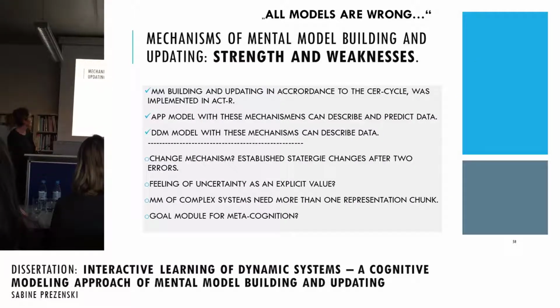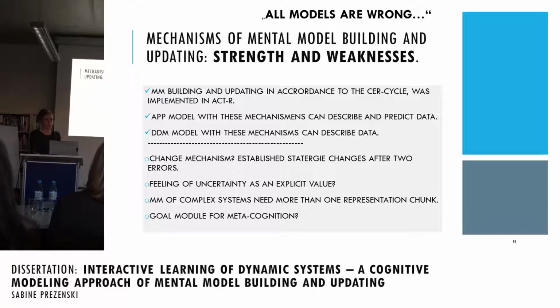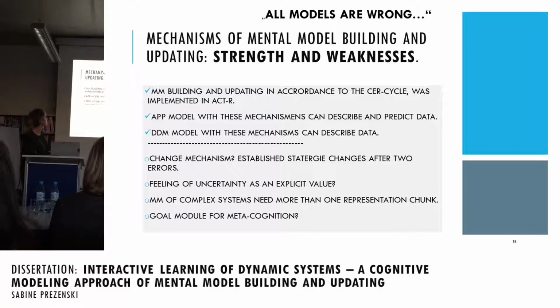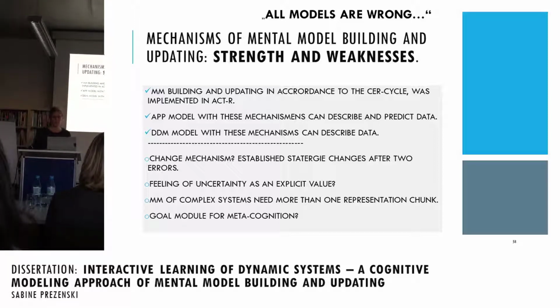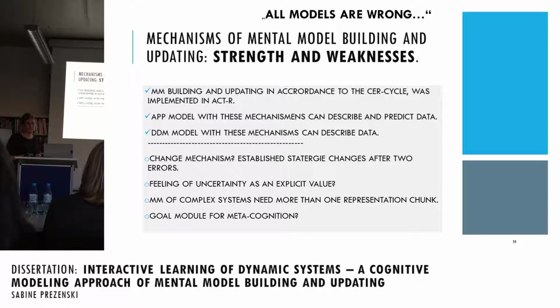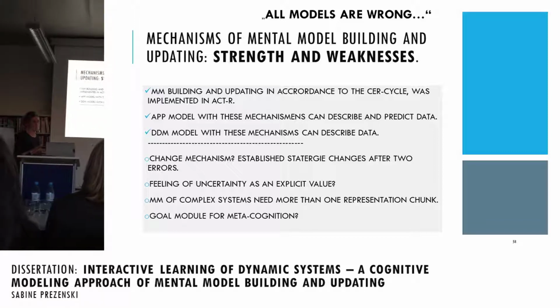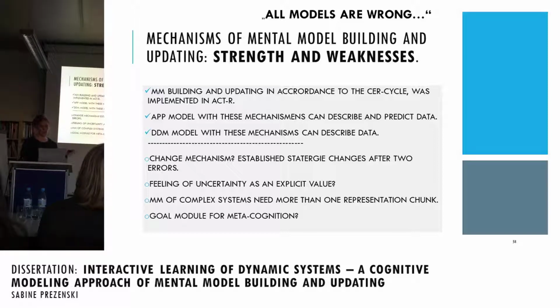So now I want to discuss strengths and weaknesses of the general model approach. So first of all, the strength: mental model building and updating was modeled in accordance to the SIR cycle, and it was implemented in ACT-R. And an app model with these mechanisms can describe and predict data, and a dynamic decision model with these mechanisms can also describe data. Now, what are the weaknesses?